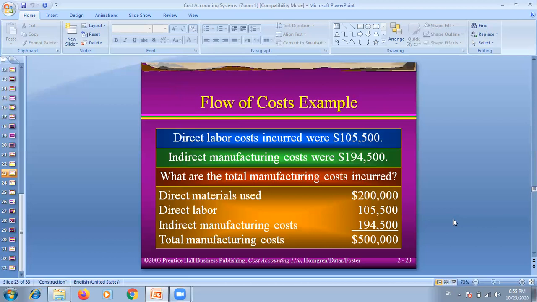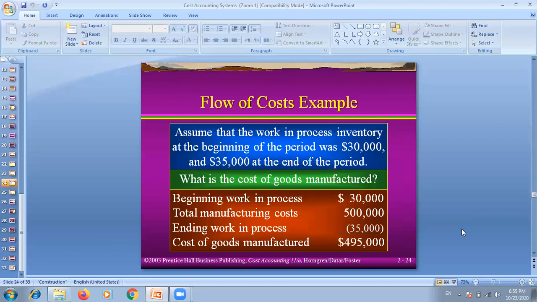Adding beginning finished product, I will get available for sale. Deducting ending, I will get COGS. Now I have total manufacturing cost during the period 500,000. Assume that the work in process inventory at beginning is 30, at end is 35.